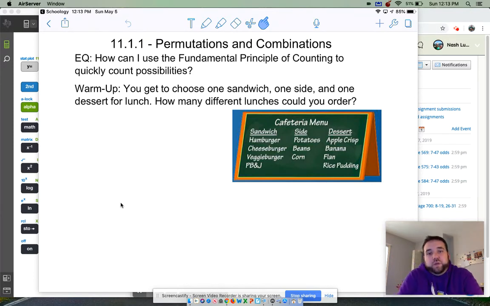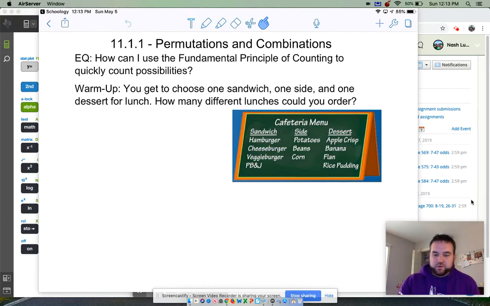So what we're going to do today is learn how, if the question arises, how many ways can blank occur, you can count those possibilities quickly without having to write out all the possibilities. And the warm-up's a great example of that.